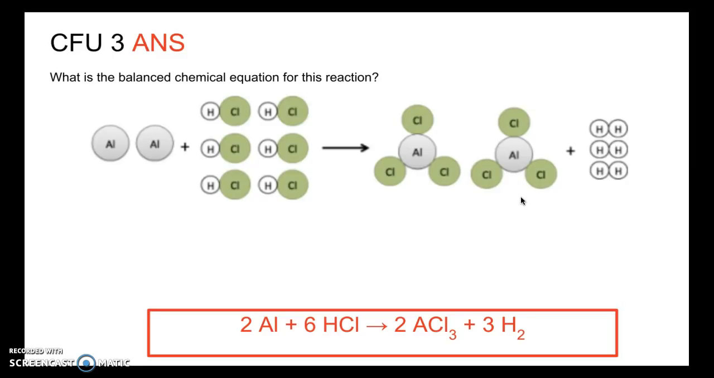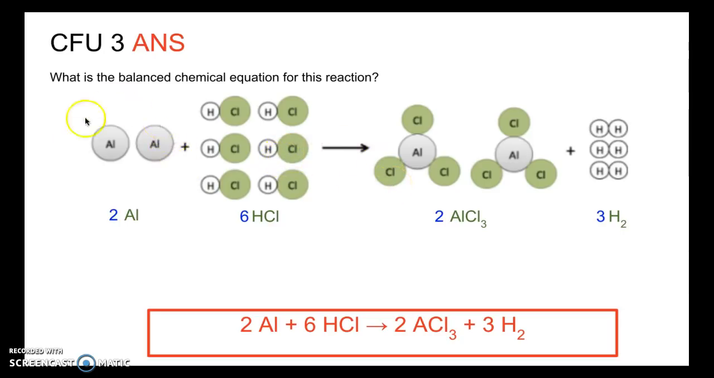All right, let's take a look and see how we got that in case you need some additional assistance. So we have 1, 2 Als. We have 1, 2, 3, 4, 5, 6 HCls here. We have 1, 2 AlCl3s. And we have 1, 2, 3 H2s. And so once again, we just take that information and use plus signs to separate reactants and separate products, and then an arrow to separate the reactant and product sides.